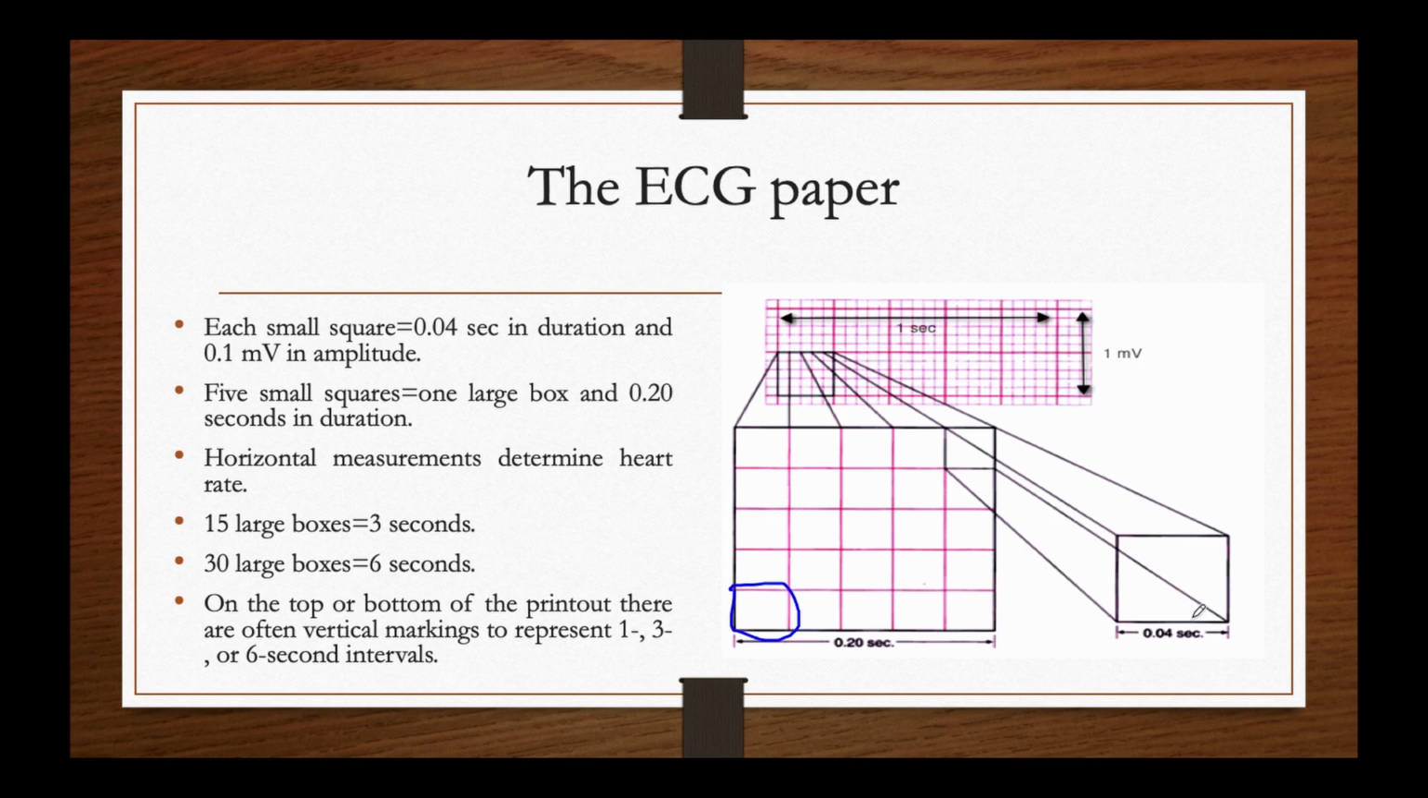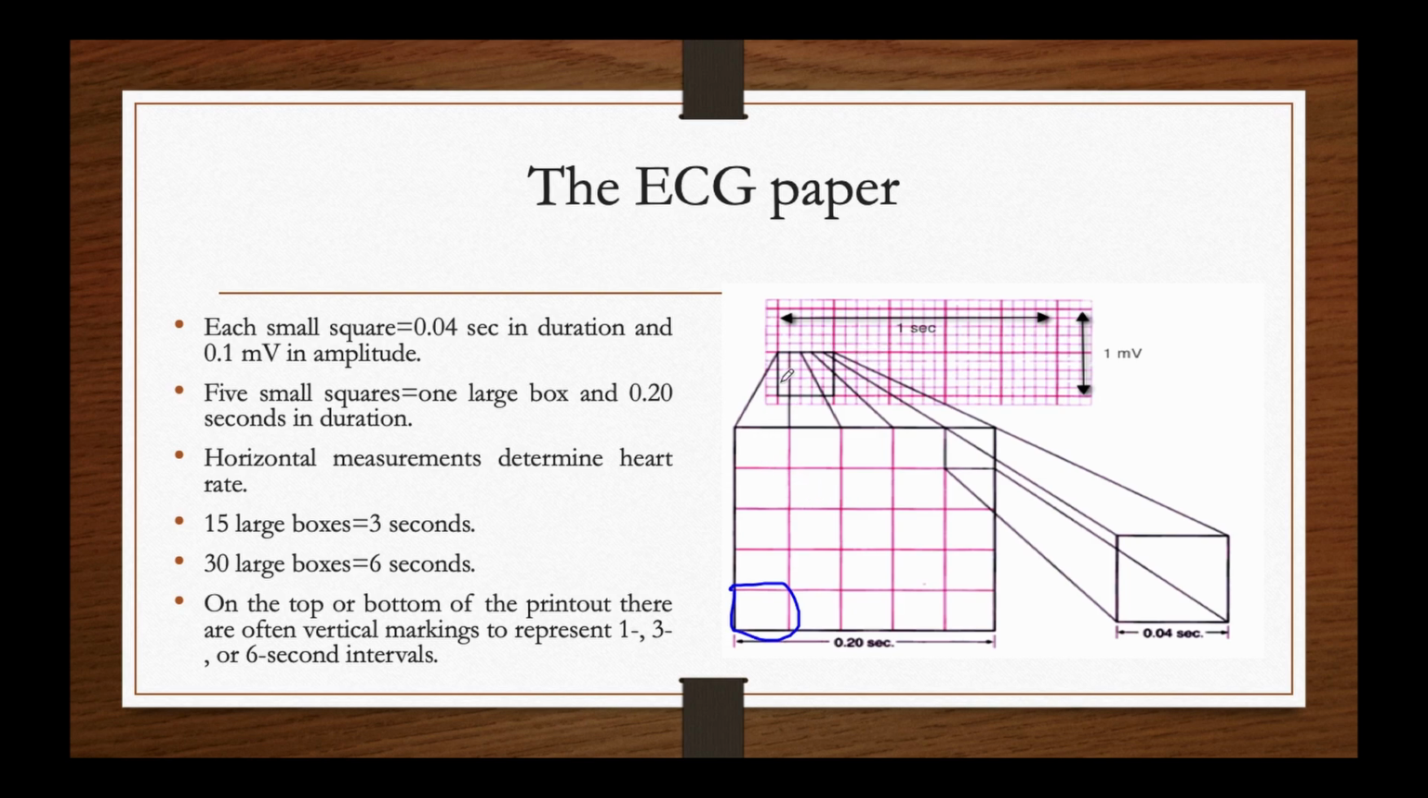Another thing we need to know is that since each small box is 0.04 seconds, and we have 5 small boxes in one big box, we multiply 0.04 seconds by 5 and we get 0.2 seconds. Why is this also very important? It is very important because we use this to estimate the heart rate. The number of big boxes we count between one R wave and the other will help us determine the heart rate of this patient.